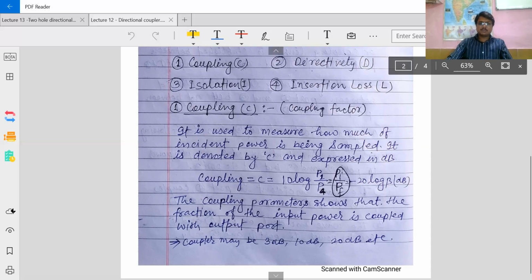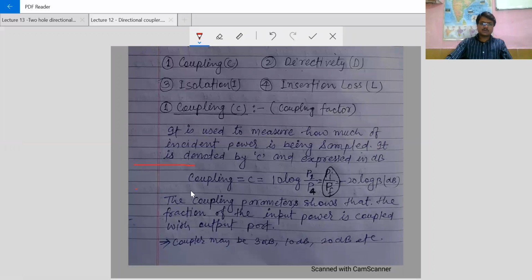So what is a 3 dB coupler? Let us suppose there is a directional coupler. This is port 1, this is port 2, this is port 3, and this is port 4. If power is given from here, some of the power will come to port 4, and this ratio of input power at port 1 to coupled power at port 4 is known as the coupling factor.